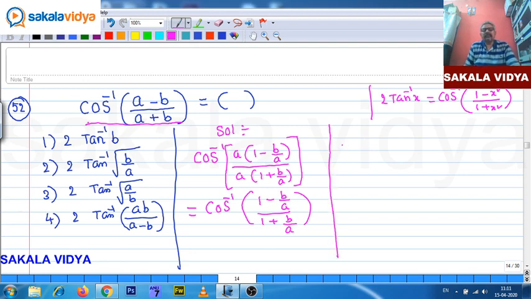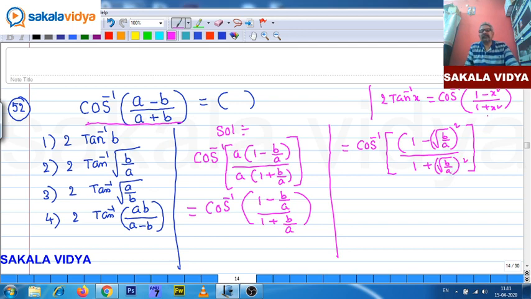So we write cos inverse of, 1 minus root of b by a whole square, without changing its identity the value will not change, upon 1 plus root of b by a whole square. Now it is cos inverse of (1 minus x square) by (1 plus x square), where x stands for root of b by a. This equals 2 tan inverse x, that is 2 tan inverse root of b by a. So the second option is the right option.